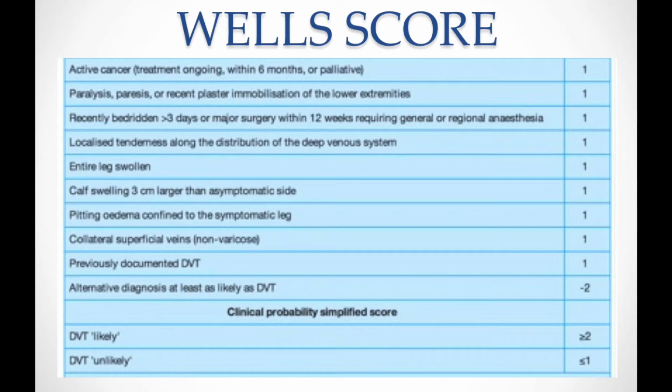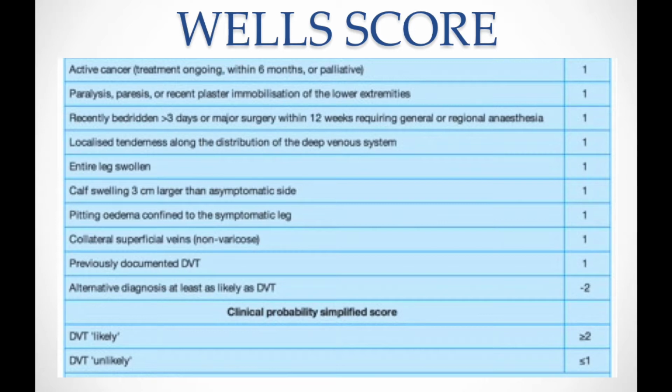Calf swelling 3 centimeters larger than the asymptomatic side, I'd give her a 1 with her history and our physical that we had. Pitting edema confined to the symptomatic leg, I'd give her another 1, so she's up to 4. Collateral veins, again, we can't really assess that. Previously documented DVT, no. Alternative diagnosis at least as likely as DVT, no. So this patient would have a 4, so DVT would be likely with the Wells score.